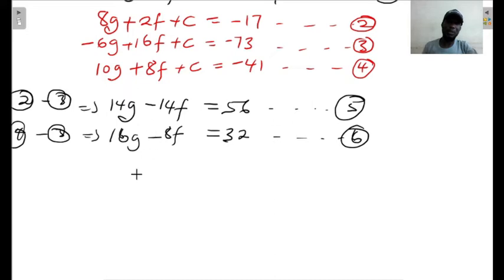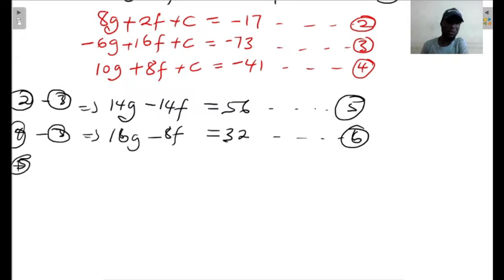Then we can work here further using any of the methods again, and I will use elimination again. In this case, I want to eliminate f. It's easier for me to eliminate x, so I'm going to eliminate x, and that means I need to get the LCM of 14 and 8, and that is 56. So that means I need to multiply equation 5 by 4 and equation 6 by 7. That's what I'm going to do.